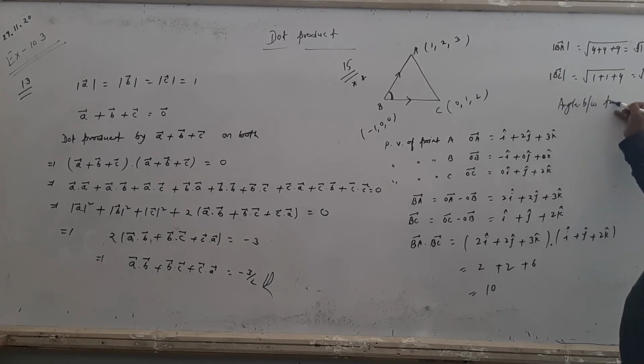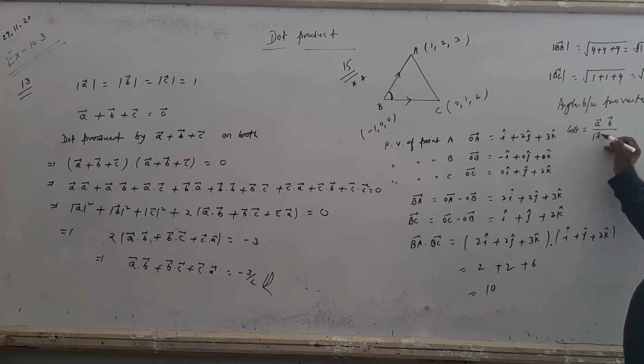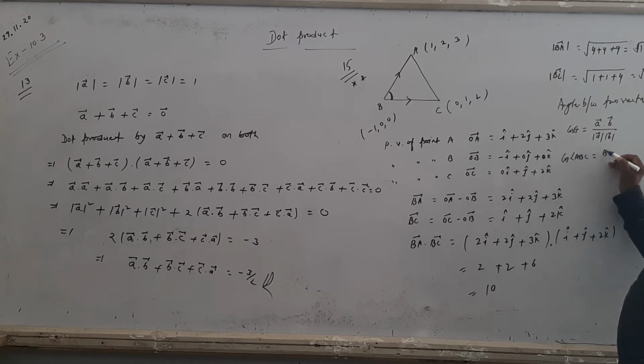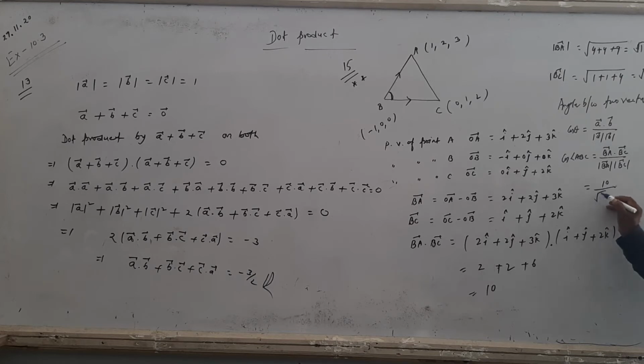between two vectors. You know, student, the formula for the angle between two vectors is cos theta equals vector A dot vector B upon magnitude of A into magnitude of B. Cos theta is angle ABC, and vector A is vector BA, vector B is vector BC, upon magnitude of vector BA into magnitude of vector BC. Now the value of BA dot BC is 10. Magnitude of BA is under root 17, and this is under root of 6.